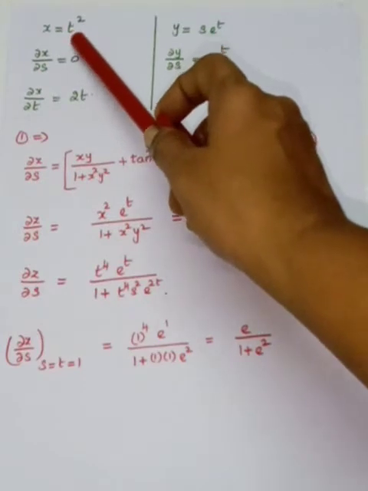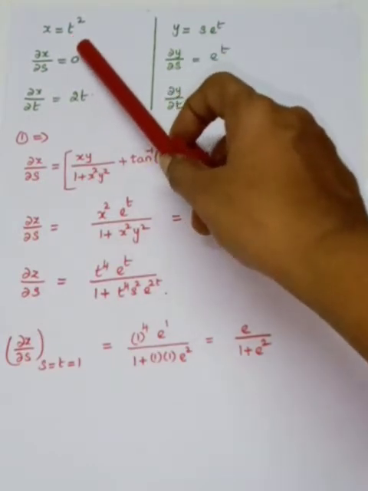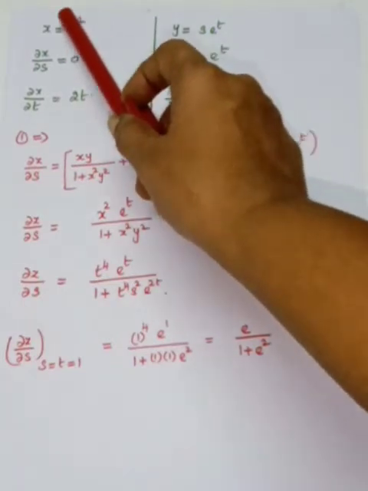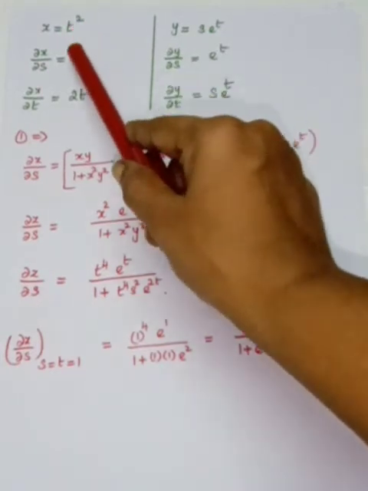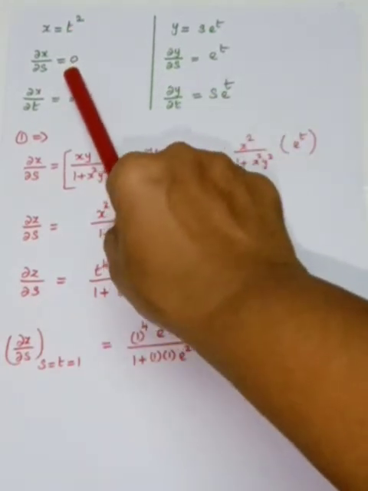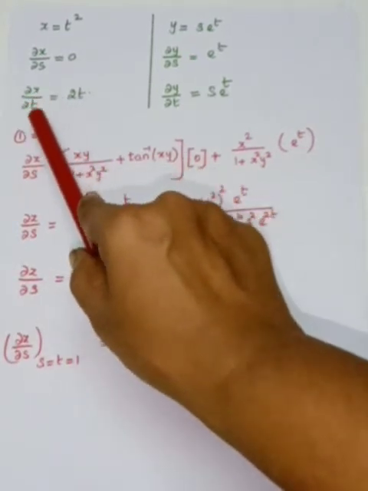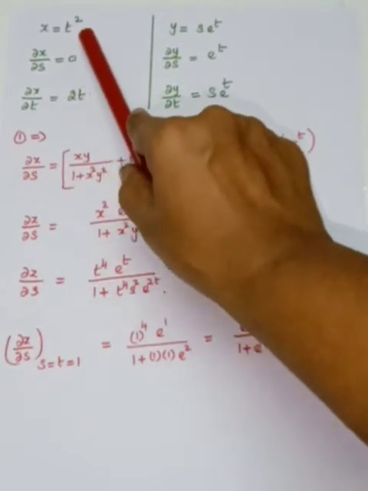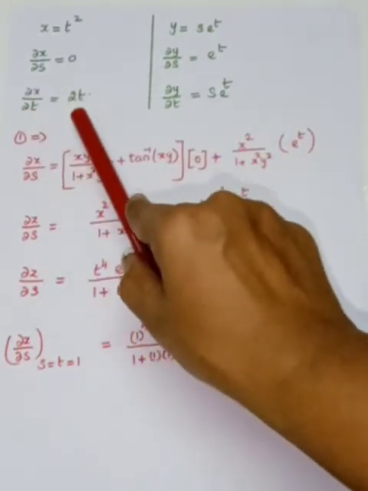Okay, so x has to be differentiated partially with respect to s. Here you see now. So here there is no s, you will have only t squared. Okay, t squared is a constant whose differentiation is 0. Okay, next you have to differentiate x partially with respect to t. So here no s, here t squared. If you differentiate with respect to t partially, it is 2t.